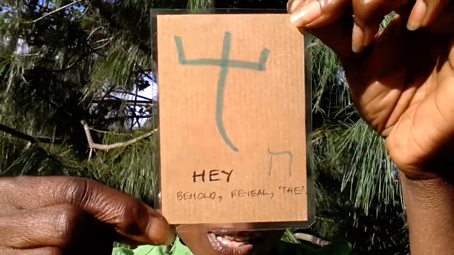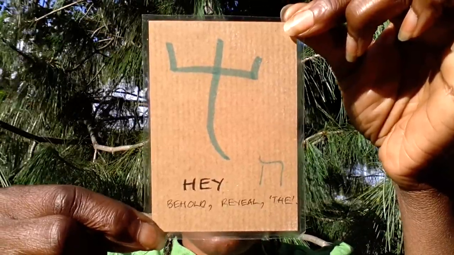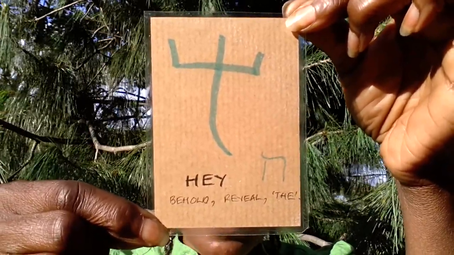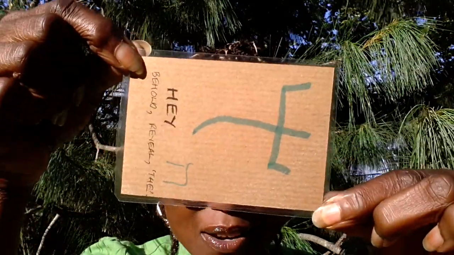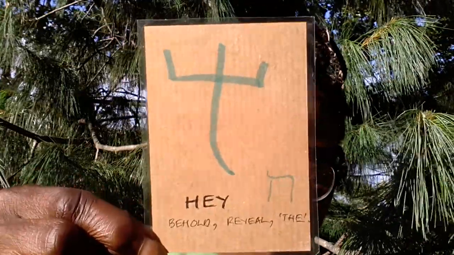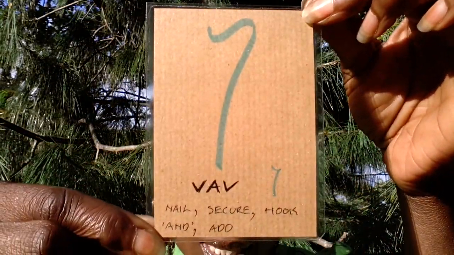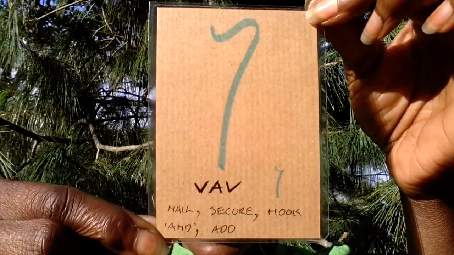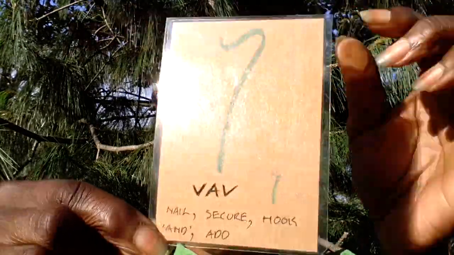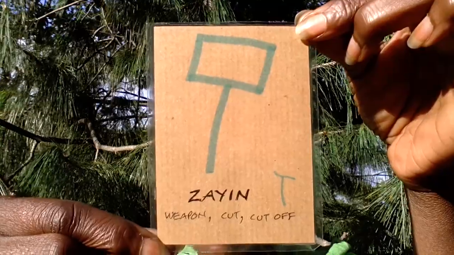And you can see that some of the letters correspond actually to our letters. So hey is like a sound which is similar to our E. So it's kind of where we've got E from. I should really be going through the sound of it. Actually, I'll go through the sounds of them all when I've done all of these. And then we've got vav, which is a nail, secure, hook, and or add. And then you have zayin, which is a weapon, cut off.